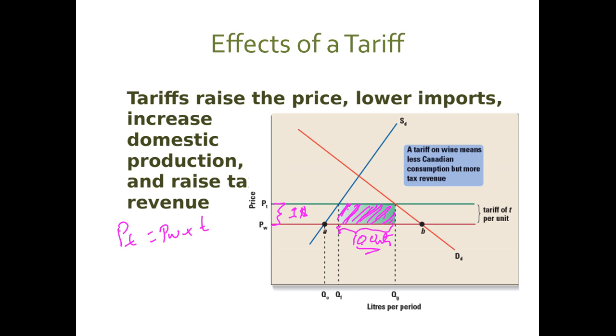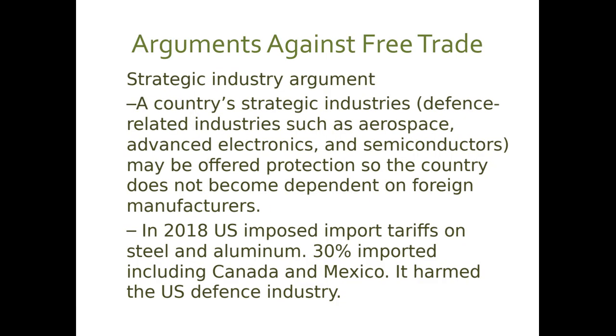Now, there are some arguments in favor of trade restriction. You can see consumers are not happy, but there are certain arguments that actually favor this trade restriction. And these arguments are these. First is the strategic industry argument. This argument simply says that we should protect our defense-related industries, because during war, we can't import tanks and other arms and ammunition. That is the argument. You have to read this slide.